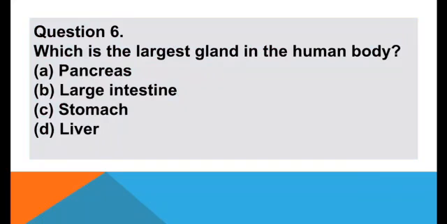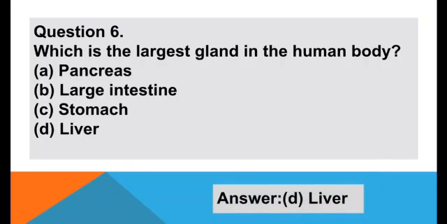Okay. Now we have question number 6. Which is the largest gland in the human body? It is a very important question and you need to tell me quickly. Your options are option A, pancreas, option B, large intestine, option C, stomach, and option D, liver. So here 4 options are given and you have to pick out the correct answer. As we know that the liver is the largest gland in the human body, so option D will be the correct answer.